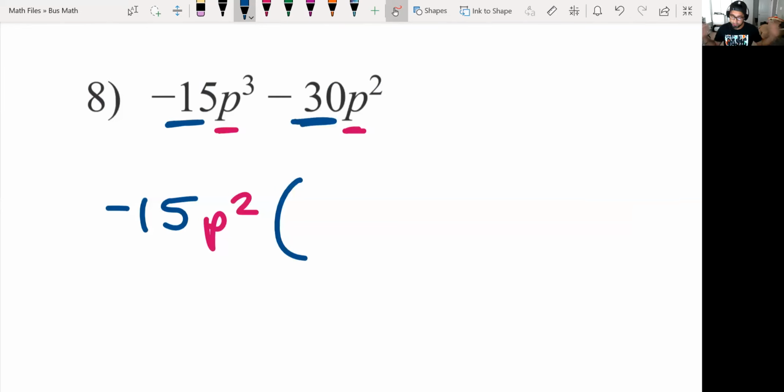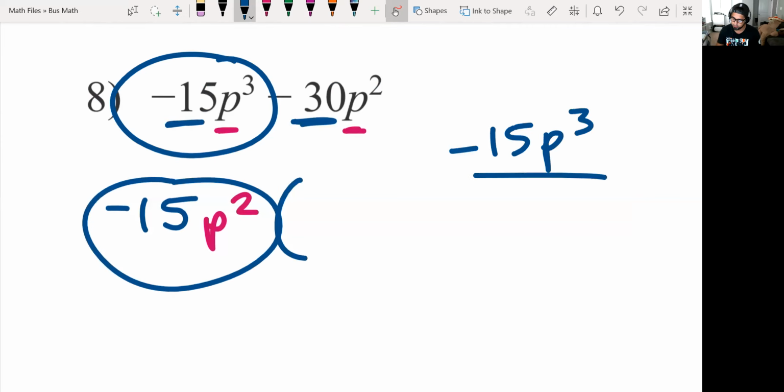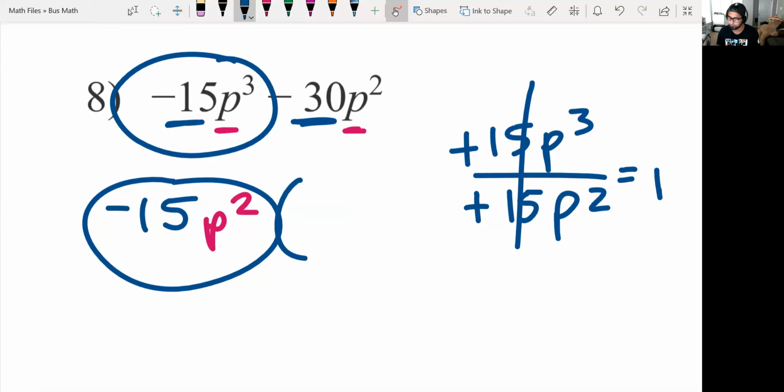Now let's take it from each term. Negative 15p squared from negative 15p cubed. All right. So once again, just to show you what's happening, you have negative 15p cubed over negative 15p squared. Well, one thing we know is negative over negative makes positive, but 15 over 15 will cancel. And p cubed over p squared is just p. So a p would go right there.